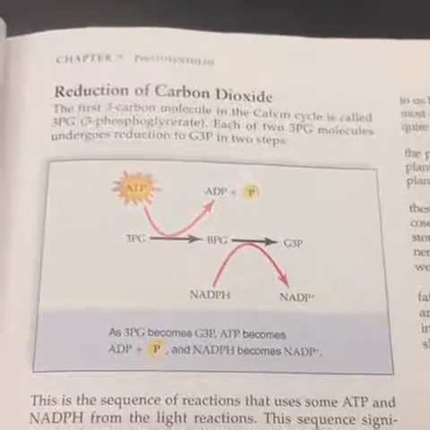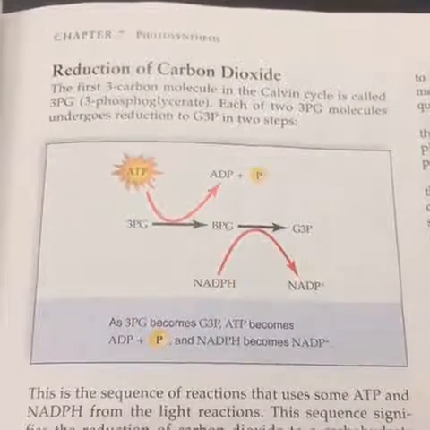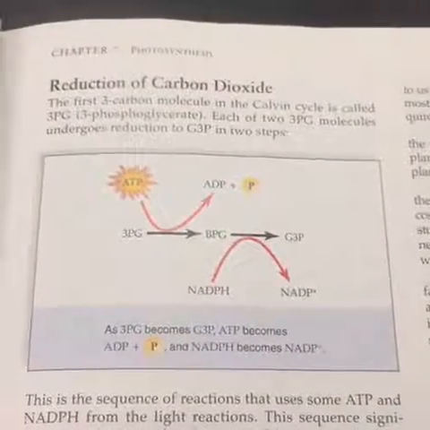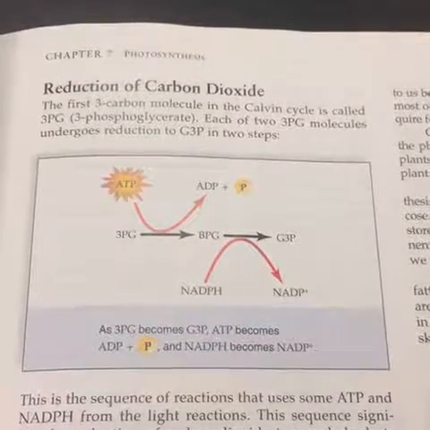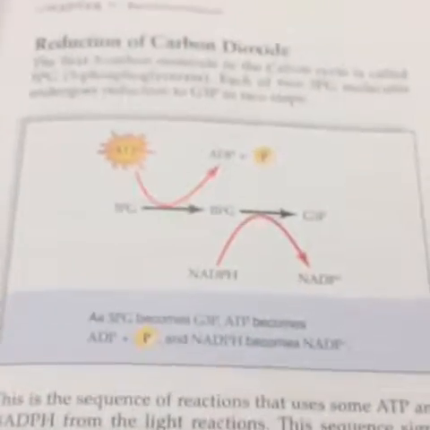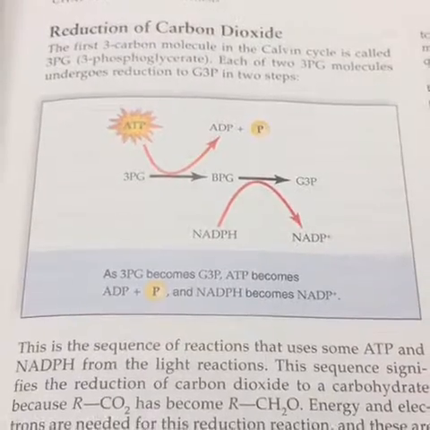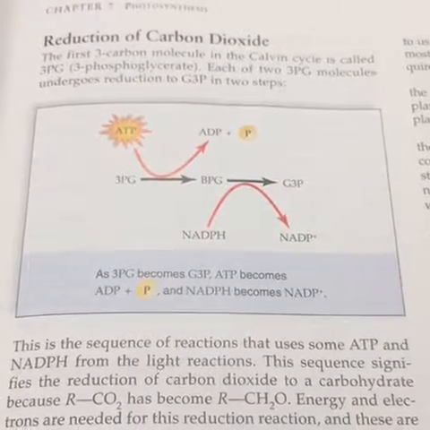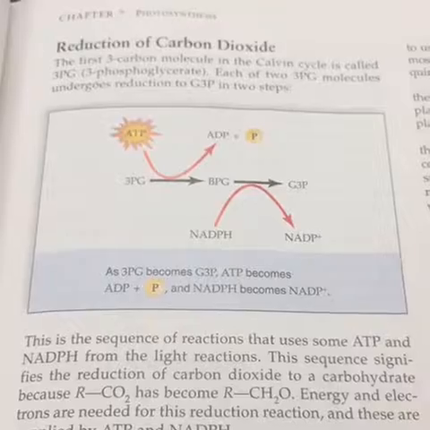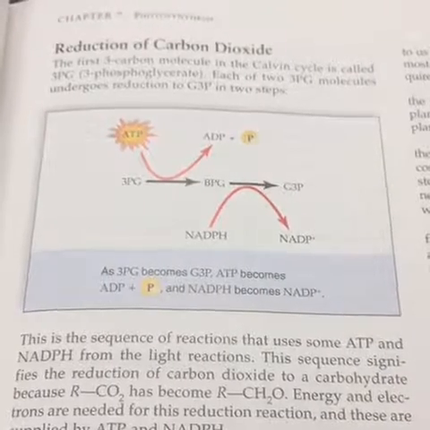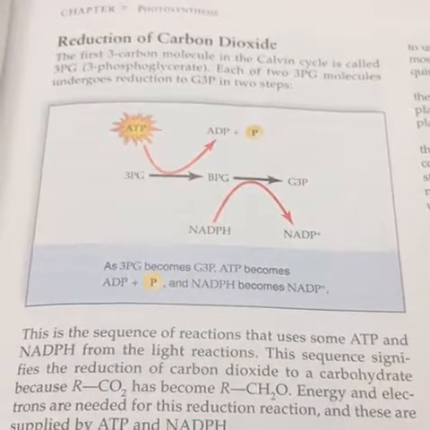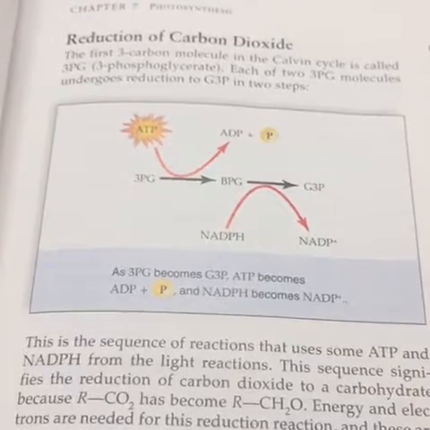Reduction of carbon dioxide. The first 3 carbon molecule in the Calvin cycle is called 3PG, 3-phosphoglycerate. Each of 2 3PG molecules undergoes reduction to G3P in 2 steps. This is the sequence of reactions that uses some ATP and NADPH from the light reactions. This sequence signifies the reduction of carbon dioxide to a carbohydrate because RCO2 has become RCH2O. Energy and electrons are needed for this reaction, and these are supplied by ATP and NADPH.